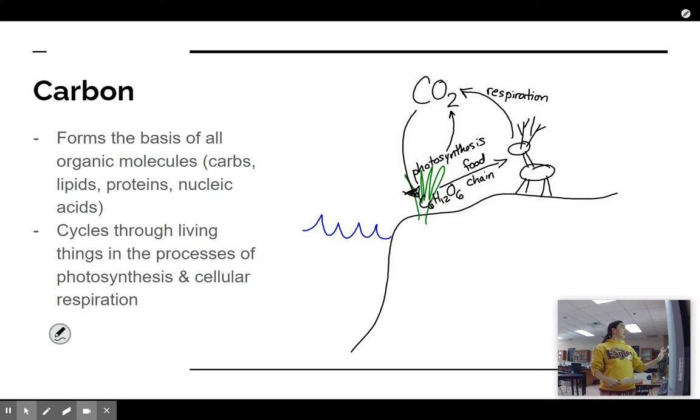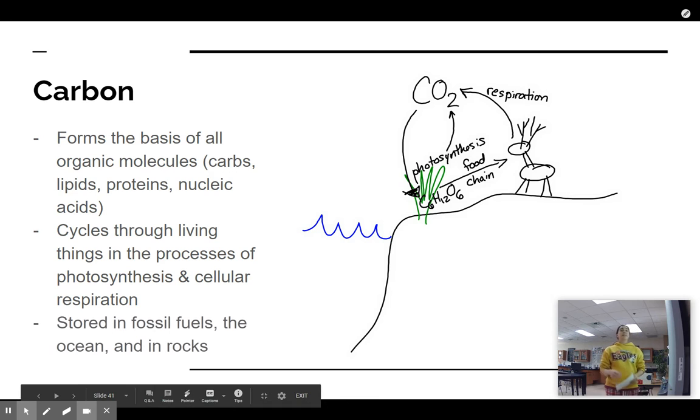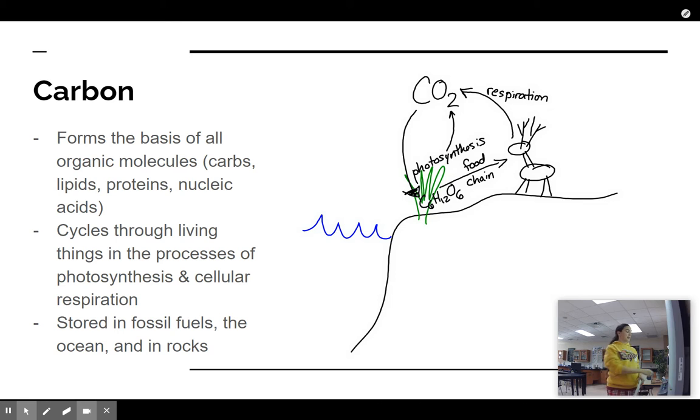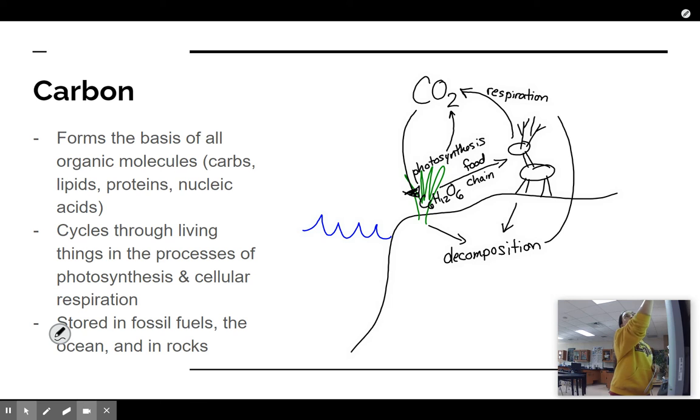There is, of course, a longer cycle that can happen that stores away this carbon for extended periods of time. So we're going to add a little more to our cycle here. One of the things that can happen is when living things die, they decompose, which releases a lot of nutrients into the soil. And some of the soil bacteria take that carbon, and they also do that process of respiration we were talking about, and some of that is released by bacteria back up into the atmosphere as well.